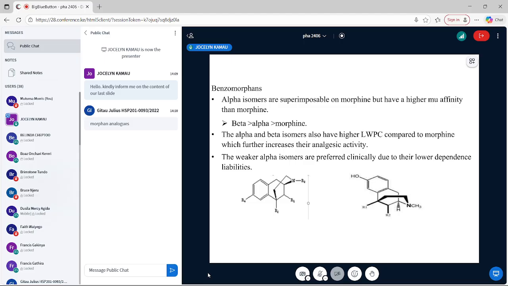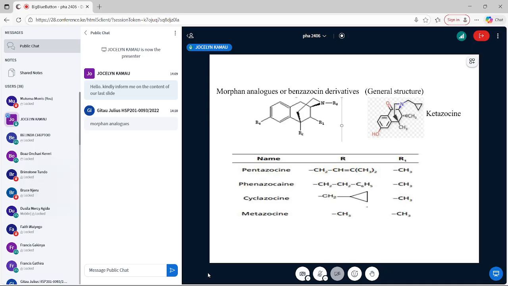We did mention that the previous position 3, which I believe now is 2 prime, can carry either a methoxy group or a hydroxy group. But with the compounds that we're giving as examples, pentazocine, phenazocine, cyclazocine, and metazocine, that position actually carries a hydroxy group. We also did discuss phenazocine and compared it to phenyl ethyl morphine.